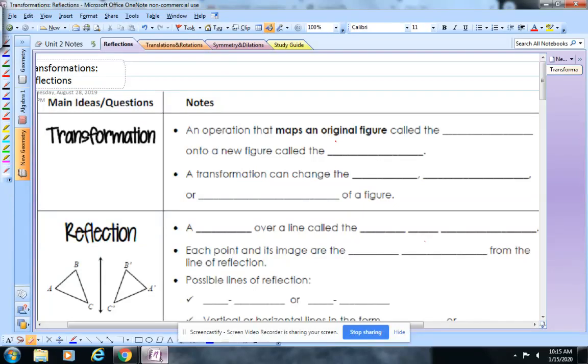Start the unit on transformation. So this is Unit 2. So today is Unit 2, Day 1. If you want to go back and watch the video, it will be labeled Geometry, Unit 2, Day 1. And so what we're going to talk about today is transformation.